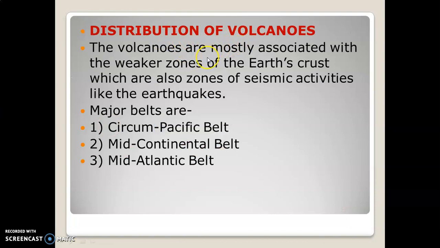Distribution of volcanoes. In the chapter on earthquakes, I showed a map on which the sensitive areas of earthquakes were marked. Where earthquakes occur, in those areas volcanoes also occur. So we can say volcanoes are mostly associated with areas where seismic activities like earthquakes occur. Here also there are three belts: circum-Pacific belt, mid-continent belt, and mid-Atlantic belt.